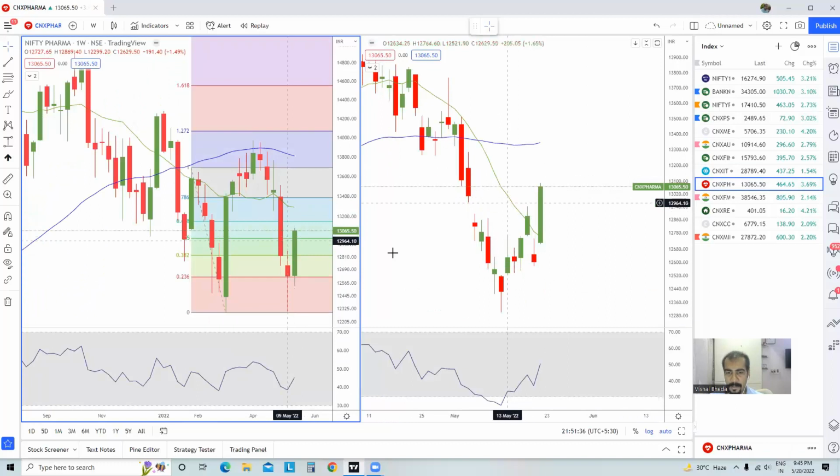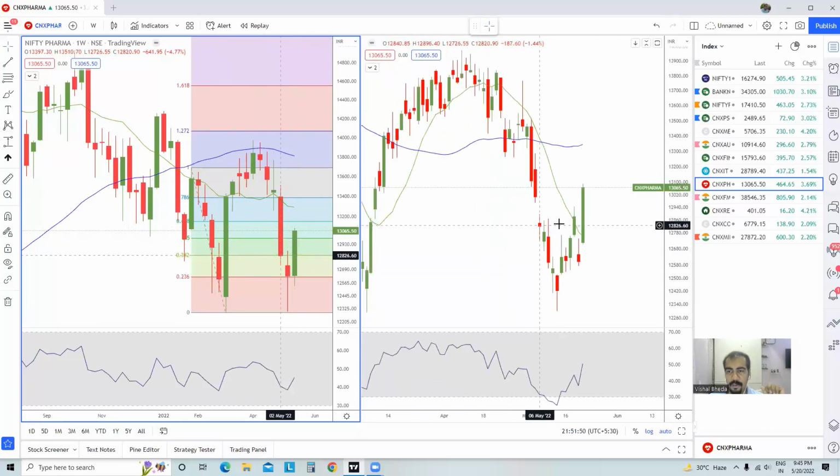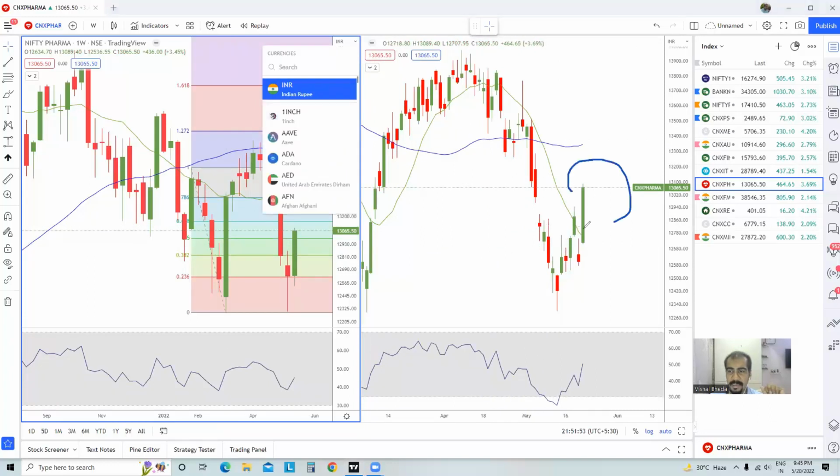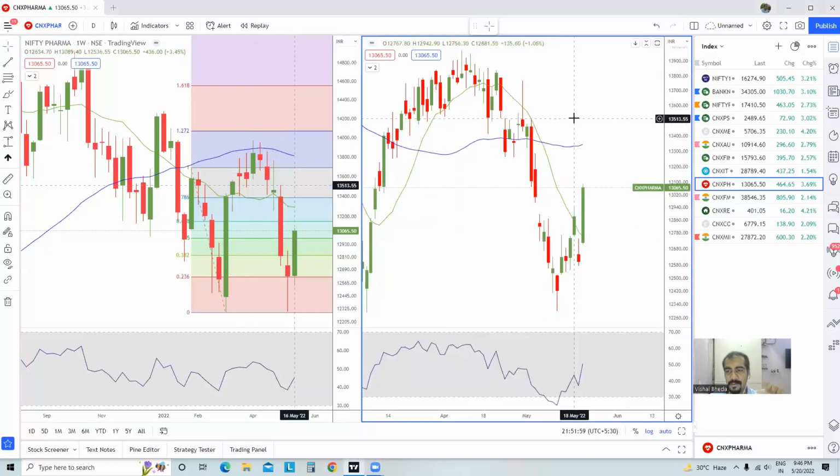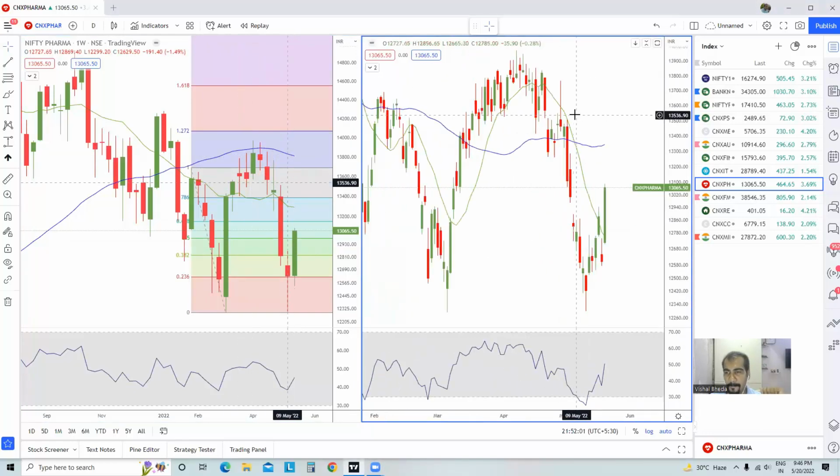Pharma pack, you can see that in the weekly time frame chart, we do have a hammer and we do have a big green candle over here. And in the daily time frame chart, we have a very good pullback. And according to me, some sort of consolidation, sideways move is necessary in the pharma pack for the next few days. And I guess after that only we'll come to know what's the next move for pharma. All right.